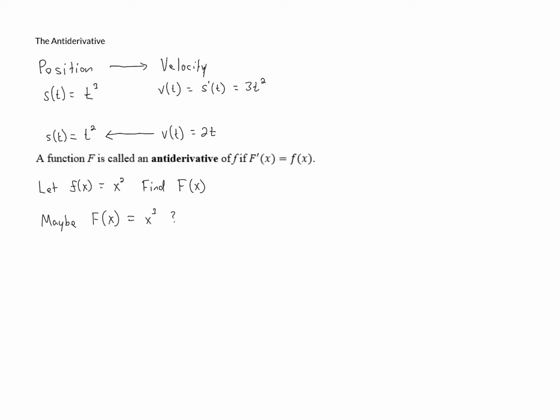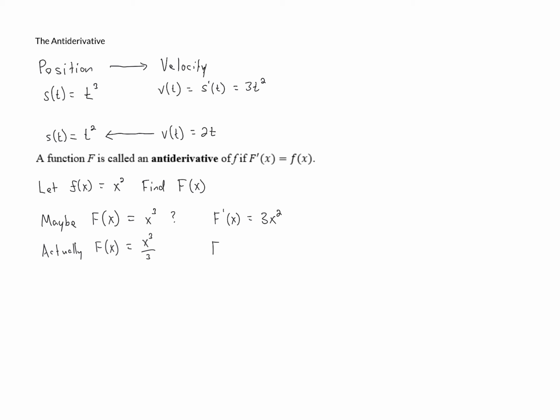That might be a good first guess. But here's the thing. If we differentiate that, if we take the derivative of x cubed, that gives us 3x squared, but we want just x squared. So if we need to make 3x squared change into x squared, all we need to do is divide our function by 3. So actually, capital F of x equals x cubed over 3.